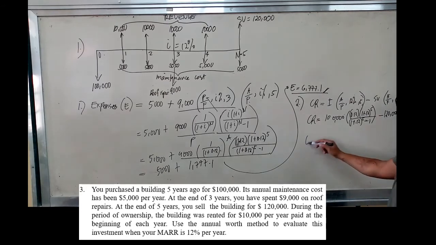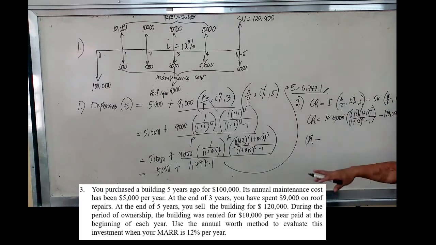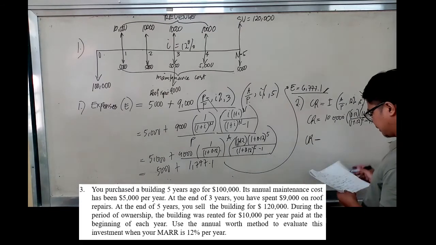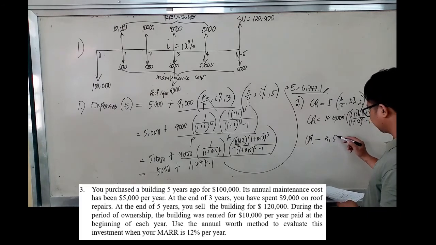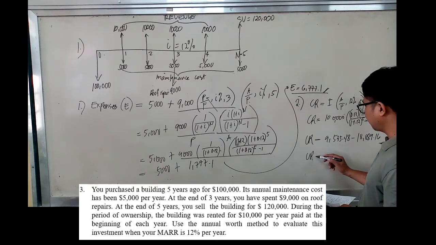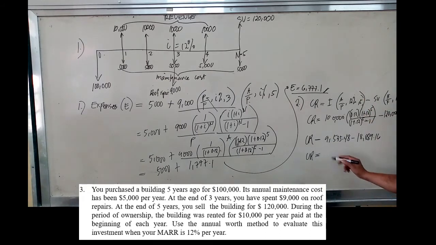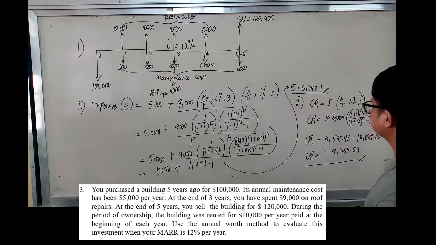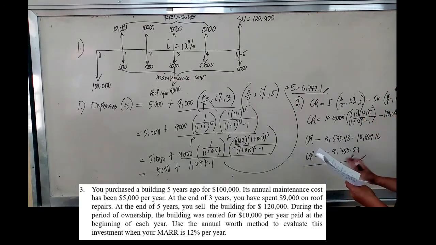Okay. So, capital recovery. So, computing the entire, so 9,535.48 less 18,889.16. So, capital recovery is negative. Why? Mas malaki yung salvage value nun sa initial investment. Okay? Pero, magpa-positive siya pag ginawa natin yung annual worth niya.